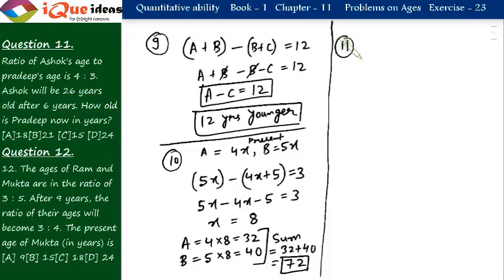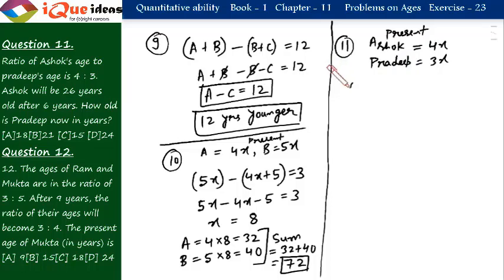Now let's take question number 11. It says the ratio of Ashok's age to Pradeep's age is 4 is to 3. So let's take Ashok's age. We are talking about present ages. So presently Ashok's age would be, ratio is 4 is to 3, so 4x, and Pradeep's age would be 3x. Ashok will be 26 years old after 6 years.